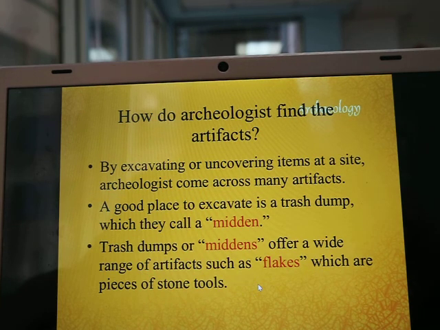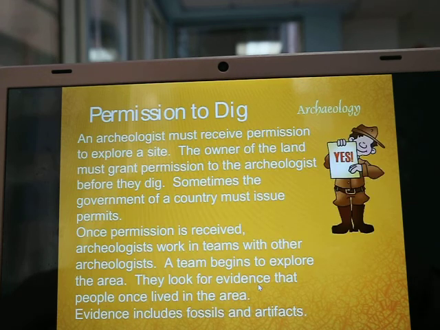First is by excavating or uncovering items at a site. Archaeologists come across many artifacts. A good place to excavate is a trash dump, which they call a midden. Trash dumps or middens offer a wide range of artifacts such as flakes, which are pieces of stone tools.